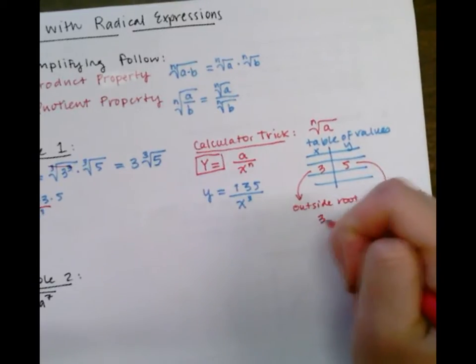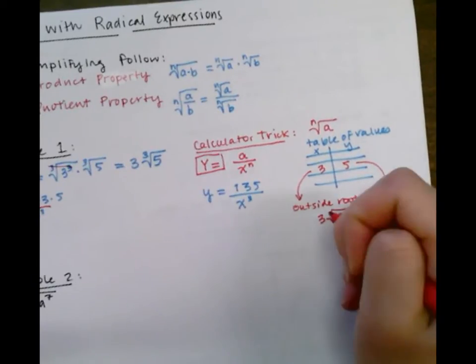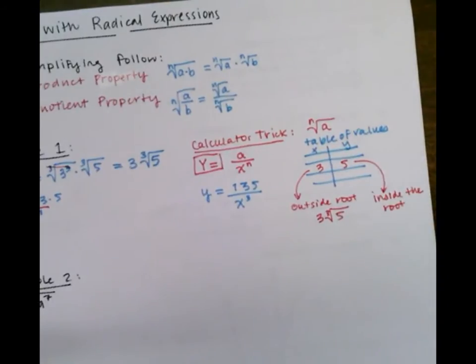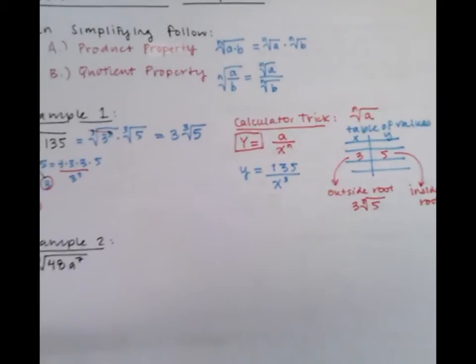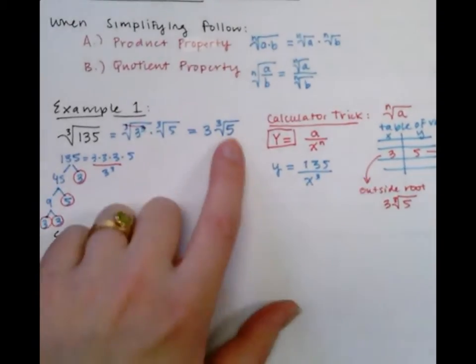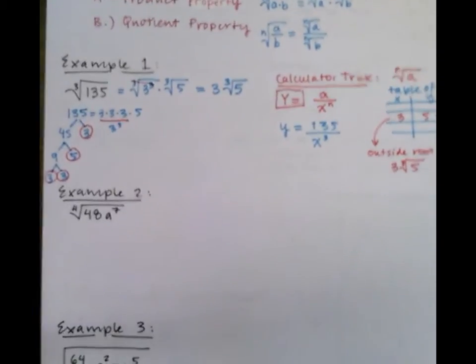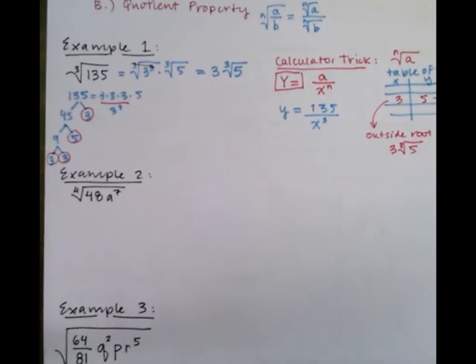So we get 3 with the 5 inside, and it's a cubed root. Okay? So you can always do that if you have a graphing calculator handy, and that will always give us the right answer for simplifying numerical roots. Okay, so let's look at another example.